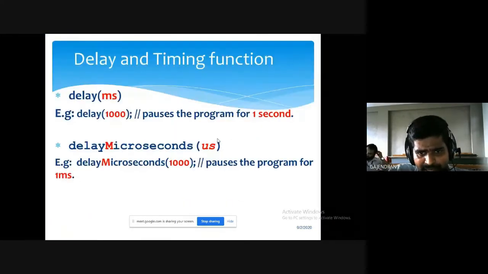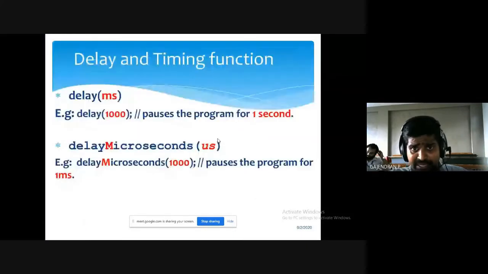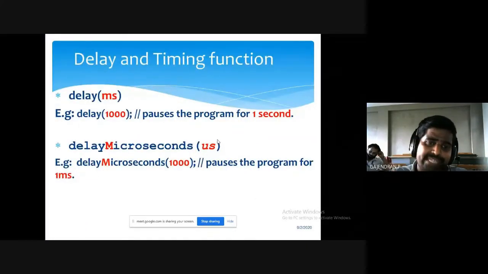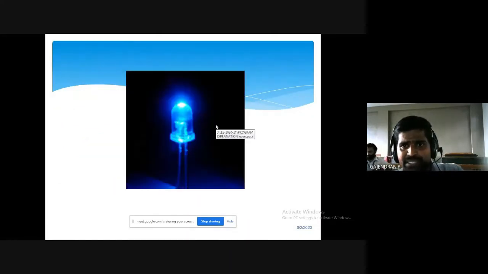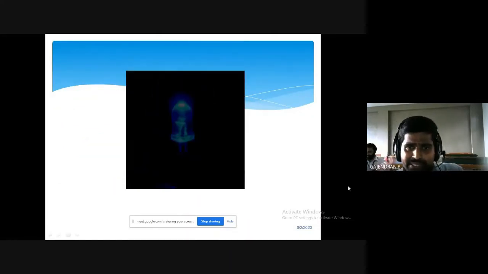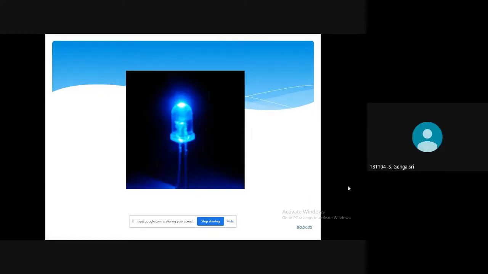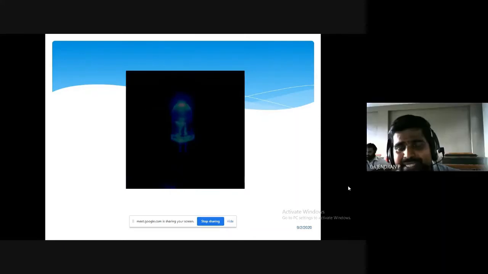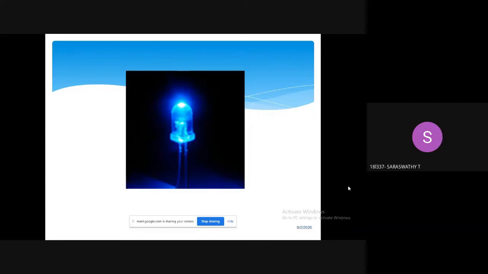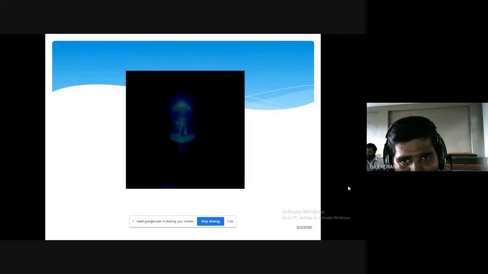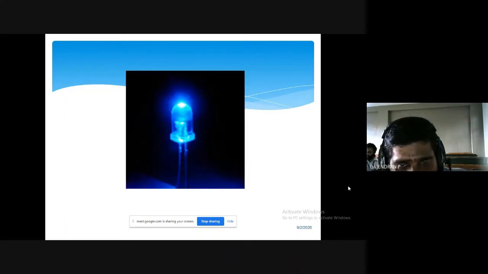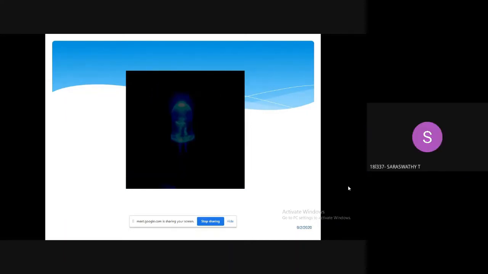Then delay. I told we need to blink the LED, isn't it? Blink means what? See, this is blinking. Can anyone see the animation? Yes, sir. Blinking means what is the action really happening over there? Can anyone tell? On, off. Only on off, or on for some time, off for some time? On for some time and off for some time.